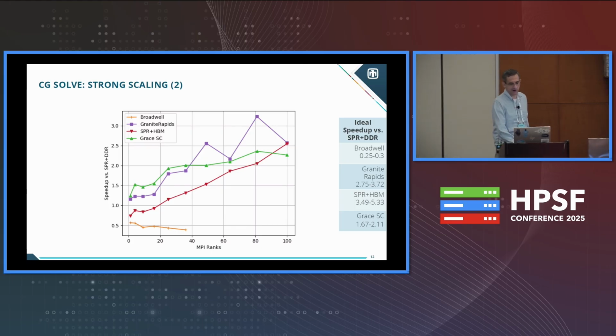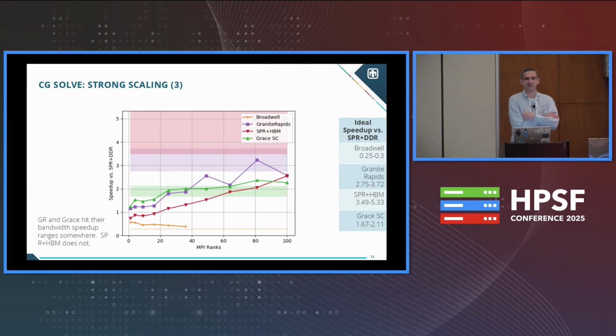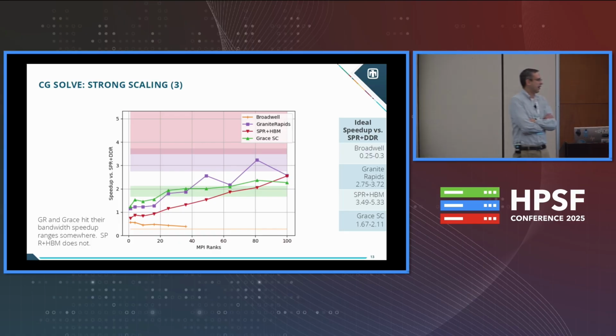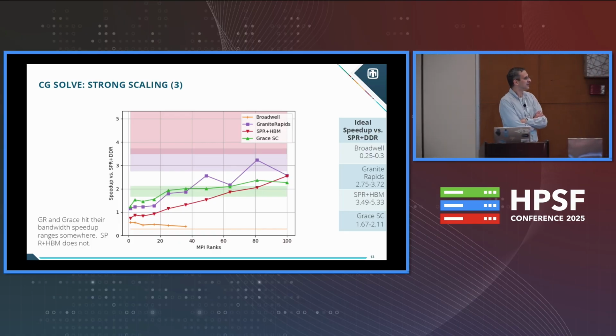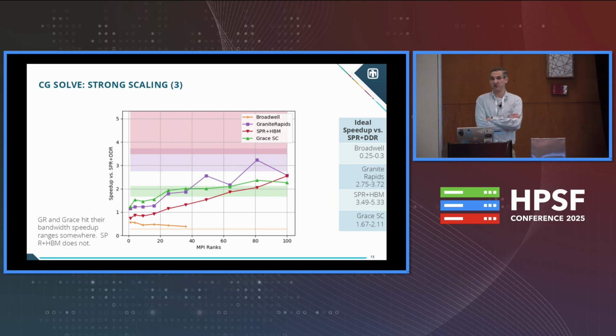So do we hit our sort of ideal ranges? I added some random little colors for the range we expect to hit in. Broadwell overshoots. Sapphire Rapids with HBM comes nowhere near what you'd expect. Grace actually does really nicely. In fact, at higher core counts, it overshoots. And then Granite Rapids kind of hits its range sometimes. So what do we see here?